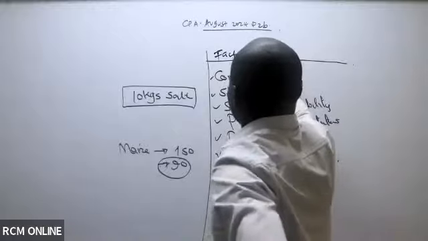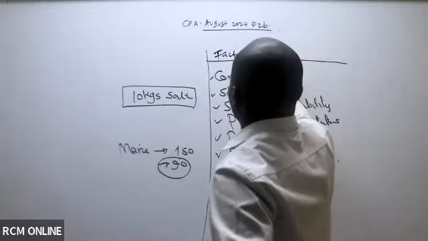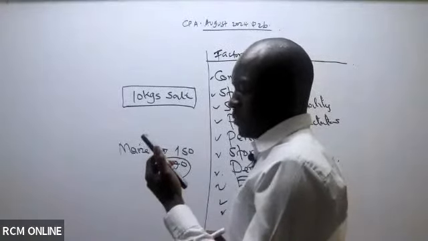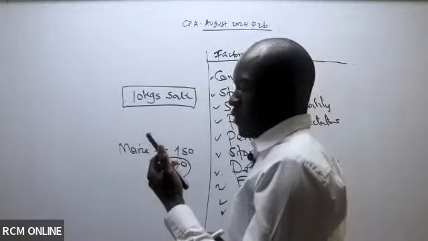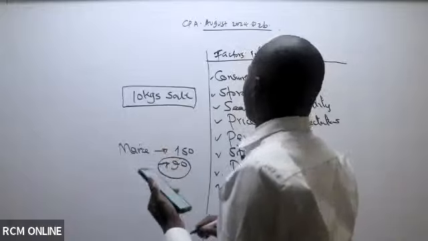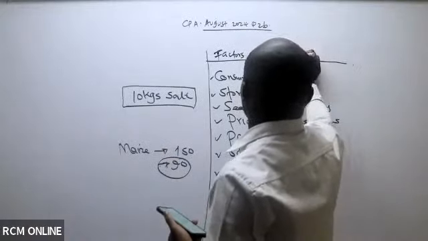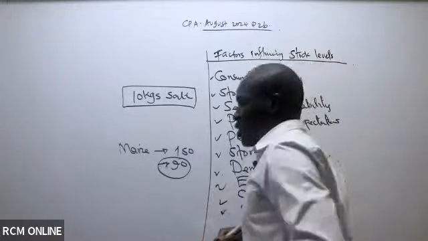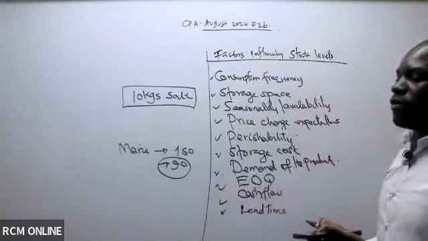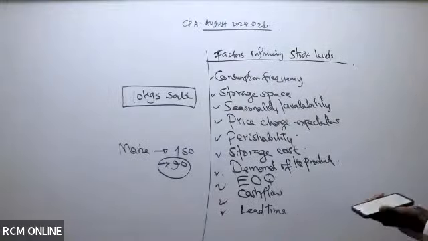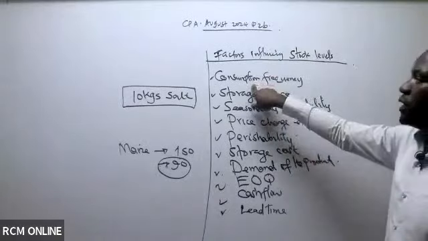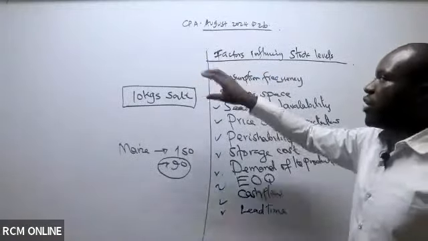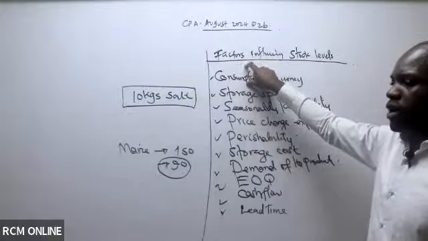Factors influencing or affecting. We have it from the course outline: factors influencing stock levels. Remember, stock can be raw material, stock can be finished goods. So consumption frequency: if your customers are coming for this product once or twice in a month, then I don't need to keep a lot of units of the same product.